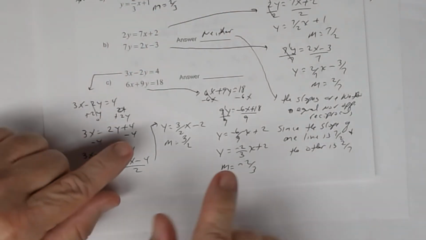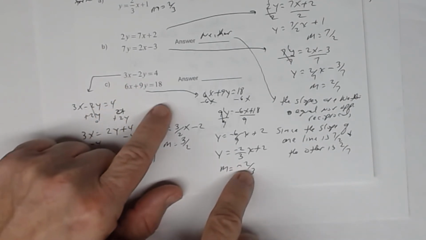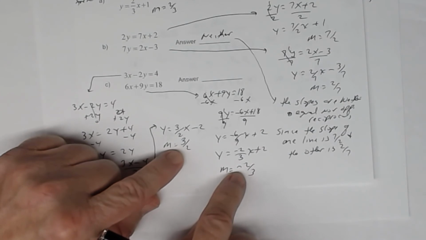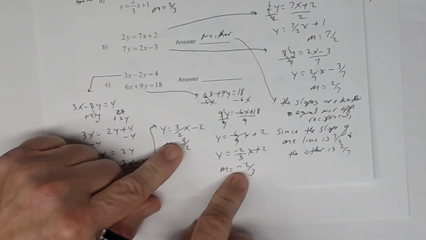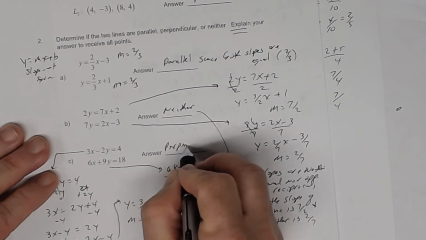All right, so now the slope of this line is 3/2. The slope of this line is negative 2/3. So what do you notice about those two slopes? They're not equal, but are they opposite reciprocals? This is 3/2. This is negative 2/3, and the answer is yes. So the answer is perpendicular.